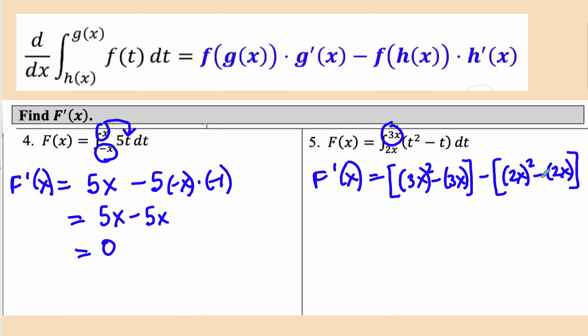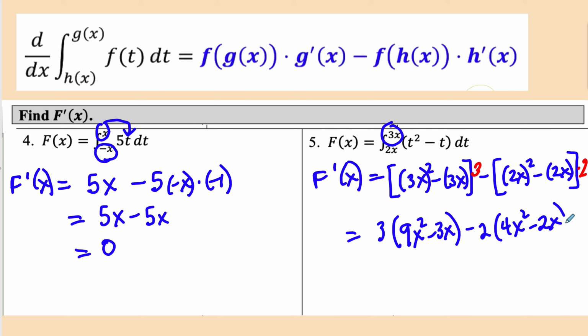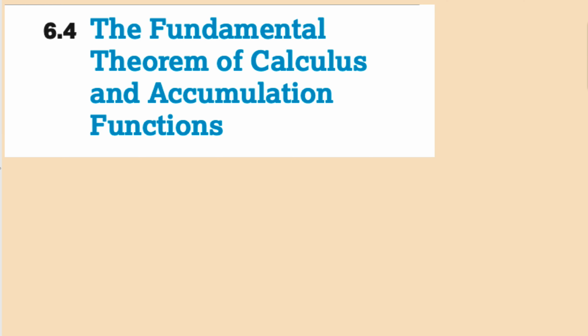And I forgot something, okay? I forgot to take the derivative of the inside. So once I insert here, I forgot to take the derivative of the inside, which is times 3, and then I'm going to have to multiply this by 2. So this answer will be equal to 3 times 9x squared minus 3x minus 2 times 4x squared minus 2x. Okay, which is a common mistake. And this is the end of the screencast.